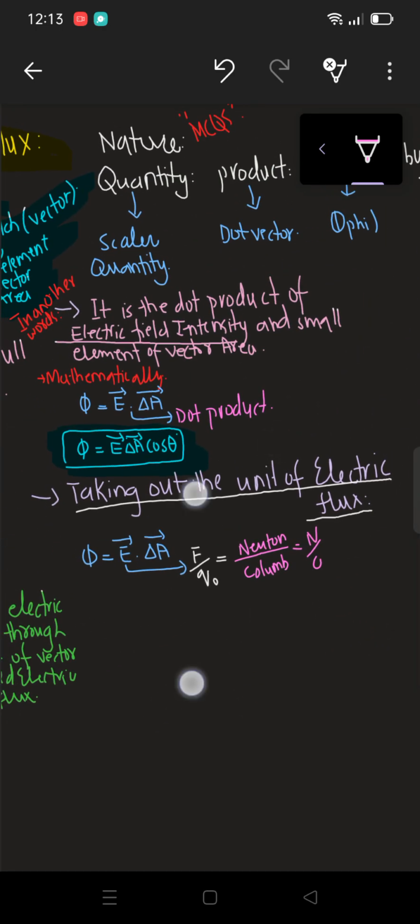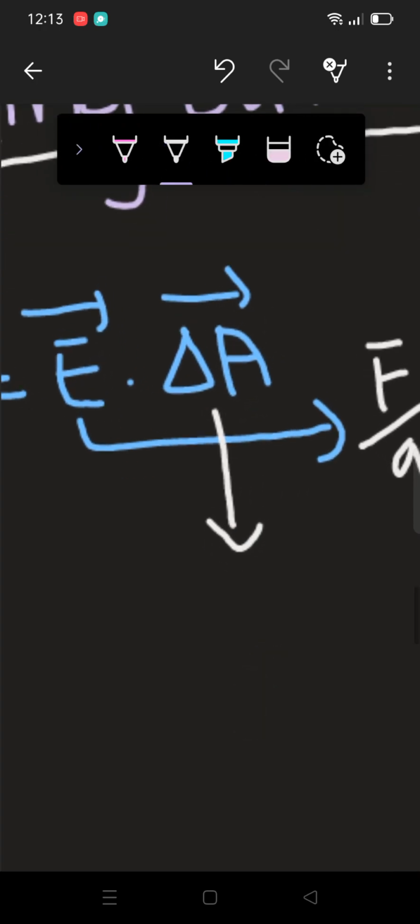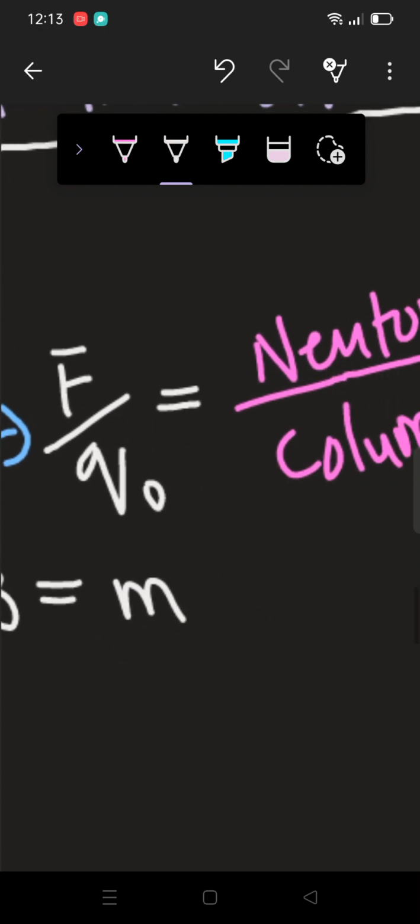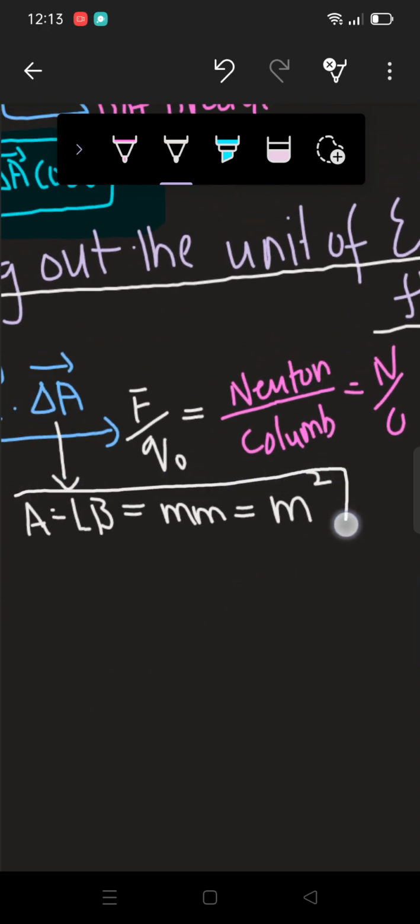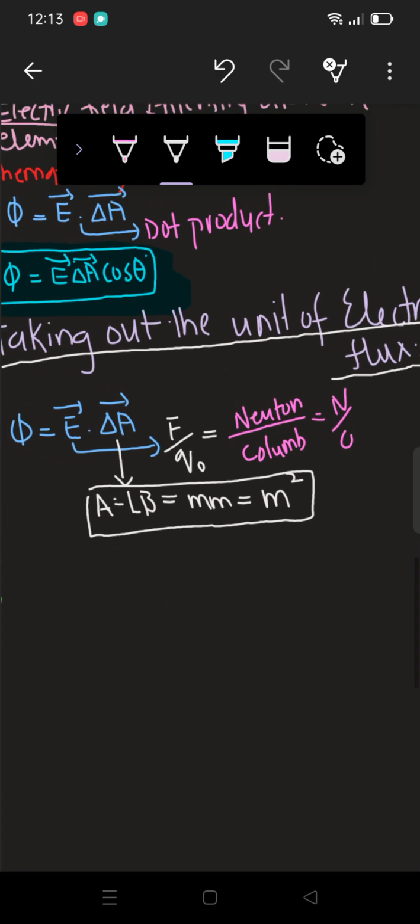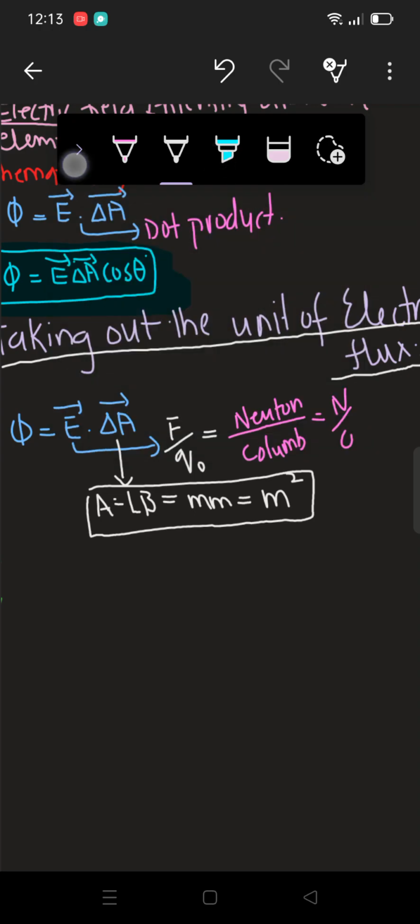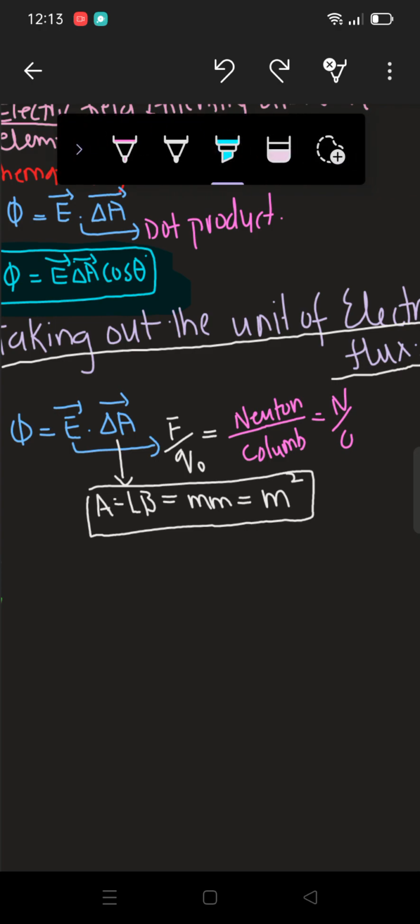Now the unit of area: area is length into breadth, and the unit of length is meter and the unit of breadth is meter as well, and meter into meter gives meter square. So the unit of the small element of vector area is meter square and the electric field is Newton per Coulomb. Wait, let me highlight this, then we're going to derive its unit.